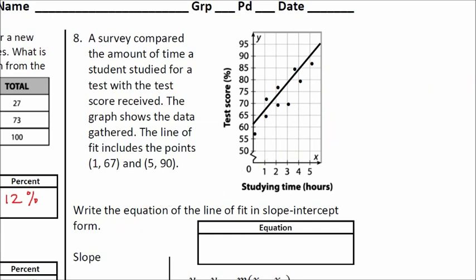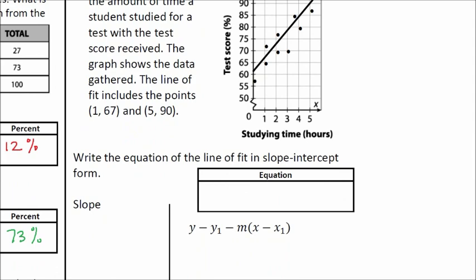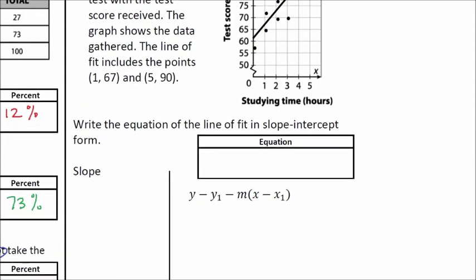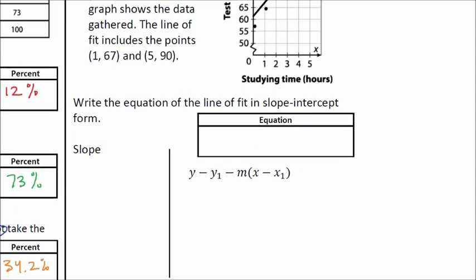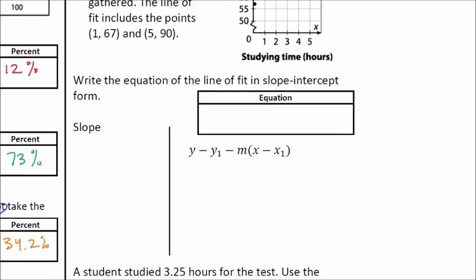First question is, write the equation of the line of fit in slope-intercept form. Now we've talked about this in class. We're going to have to find the slope, and we're going to have to find a known point on the graph, which we already will know once we find the slope. And we're going to start with point-slope form, and we're going to change that to slope-intercept. Now there's a little typo here. Let's go ahead and correct this. This should be y minus y1 equals slope times x minus x sub 1. All right. Not difficult to do.